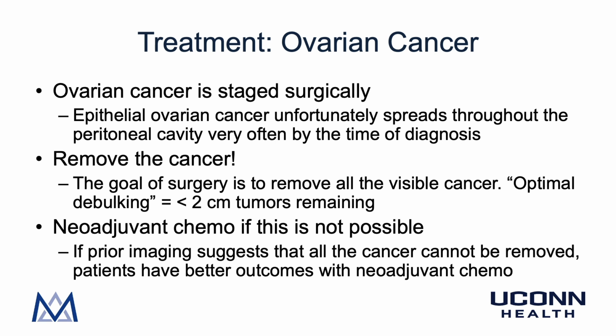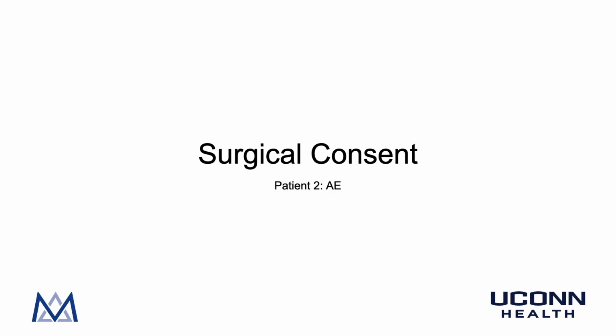Neoadjuvant chemotherapy is used if the surgeon believes that it is not possible to remove all of the tumor so that what is remaining is less than 2 centimeters in size. If prior imaging suggests that all of the cancer cannot be successfully removed, patients have better outcomes with neoadjuvant chemotherapy. Keeping this in mind, our patient really had imaging that showed that the majority of the tumor appeared to be in her ovary, so she is going to be brought to the operating room. Let's discuss the surgical consent with our patient AE.